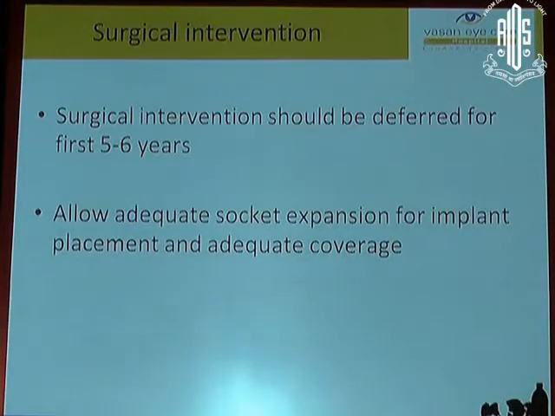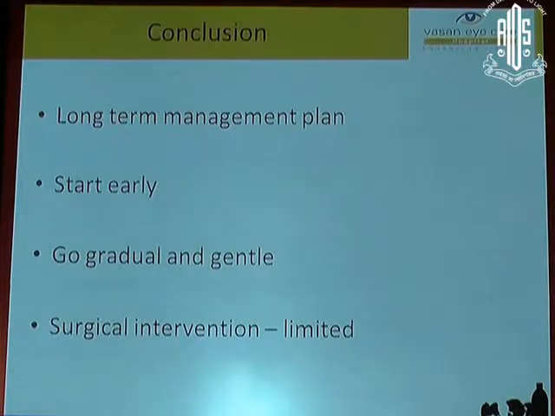So, surgical intervention ideally should be deferred unless we try all possible means of conservative expansion. Once we have achieved conservative socket expansion, we should then go for an implant. And the main thing is that we should have a long-term management plan. This expansion cannot be achieved in the short term. We have to start as early as possible. It should go very gradual and gentle, and the role of surgical intervention is limited only to once the socket and soft tissue have expanded. Thank you very much.